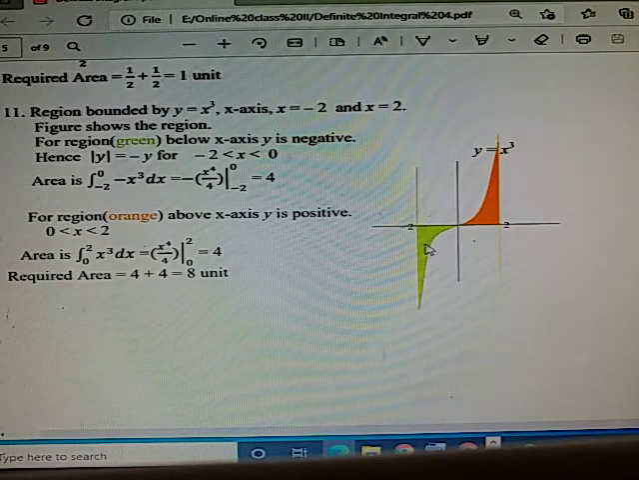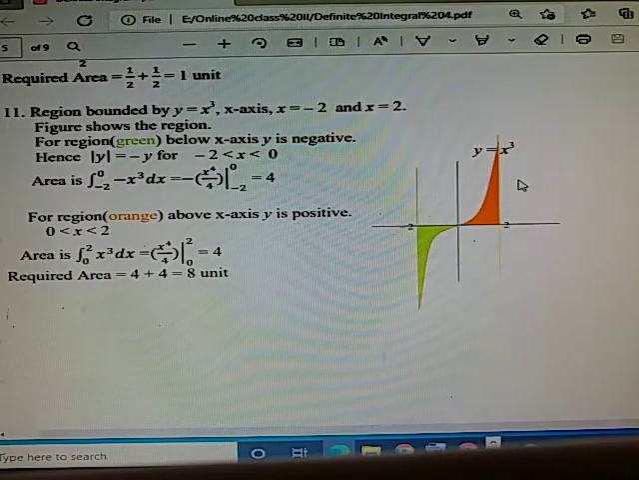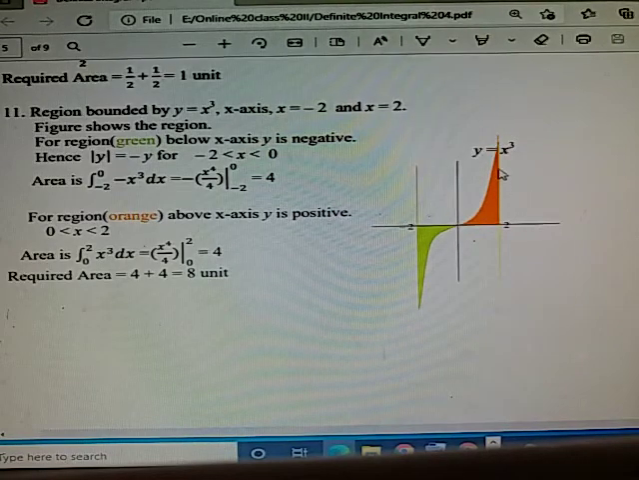For this part, from minus 2 to 0, we consider the negative of this. Or because it is symmetrical, we can write this value from 0 to 2 x cube dx, and then we consider this part. The same value is here. So area is 0 to 2 x cube, it is 4, and this value also is 4, because it is a symmetric figure.